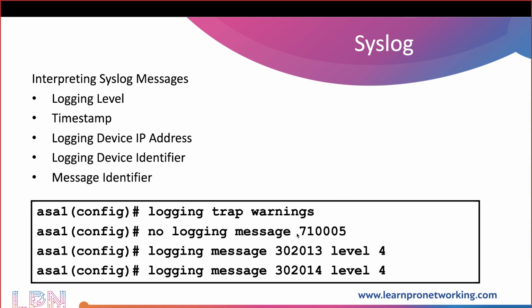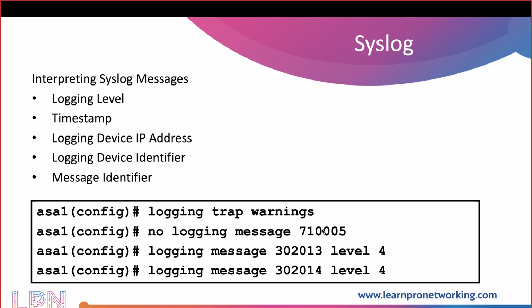In the same way, if you don't want a specific log message to be collected, I can say no logging message followed by the ID. Now, if I need to know the logging ID, how do I know about it? That's the message identifier. Every log will have certain identifiers: the level of the log, the criticality, the severity, then timestamp, logging device IP address, logging device identifier, and message identifier. All this information will be there on a syslog message. So by knowing that message identifier, you can decide whether you want to record this log or not. If you feel that we are unnecessarily recording this log message, just go and disable it: no logging message followed by the message identifier.